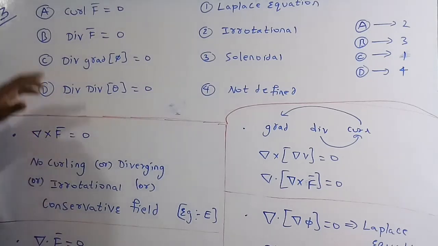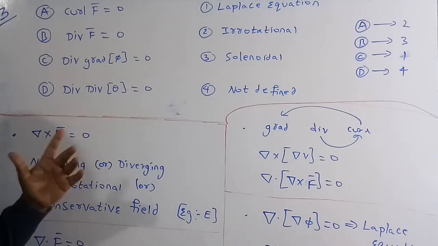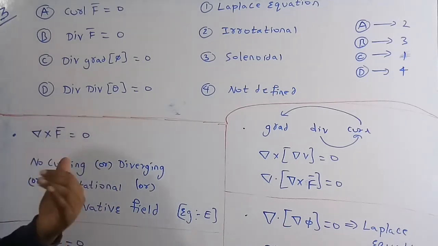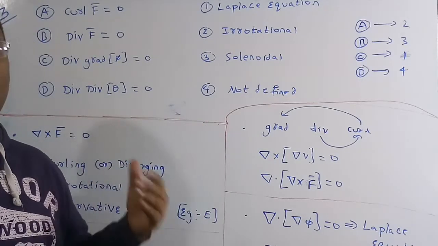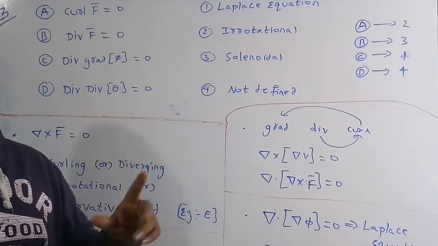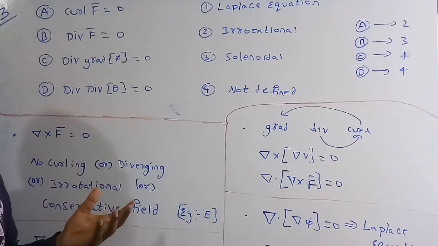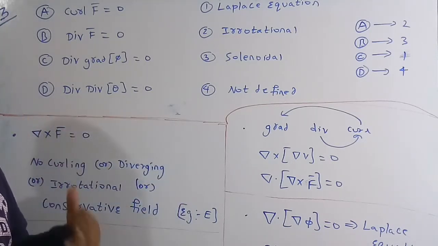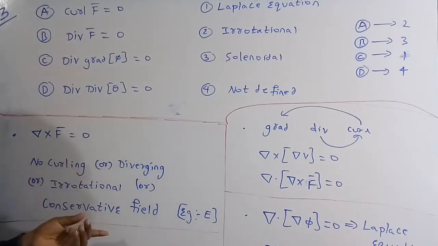So basically here curl of f bar is equal to 0. Curl of f bar is equal to 0 means there is no curling effect. There is no curling effect means there are no closed loops. It is only diverging outward, or it can be converging or diverging, but there are no closed loops in this field. So no curling means we can say it is either a diverging field or an irrotational field. It is also called a conservative field.